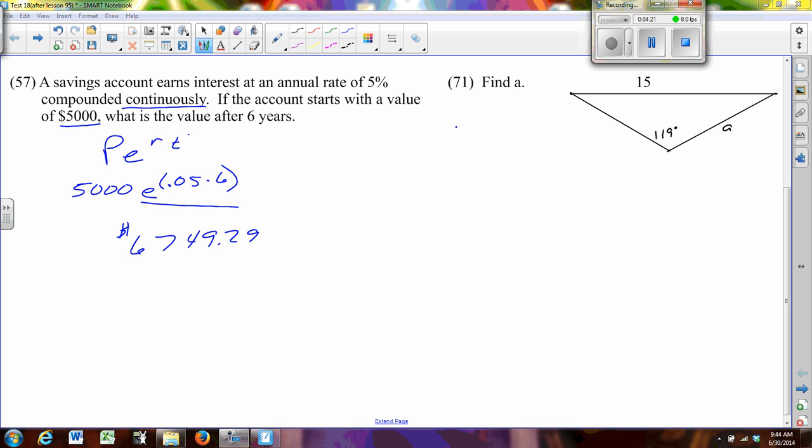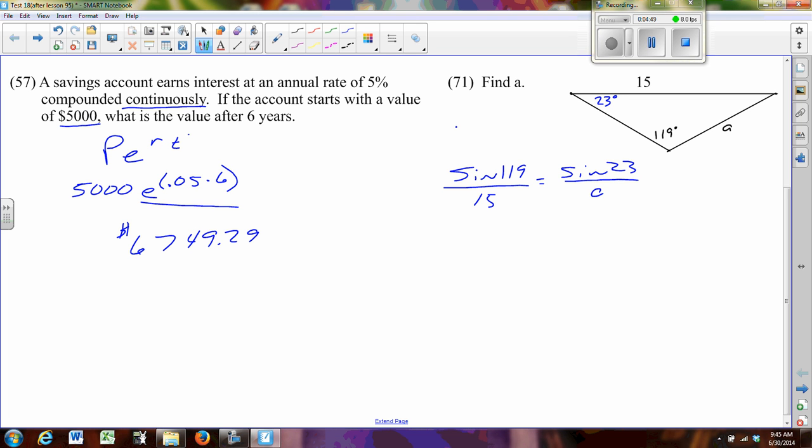The next problem, to find A, oh, and this should have a 23 degrees here. Must have erased that. To find A, it's not a right triangle, so we cannot use SOHCAHTOA. We cannot use the Pythagorean theorem. So I always draw the law of sines first. So I go sine of 119 over 15 equals sine of 23 over A.